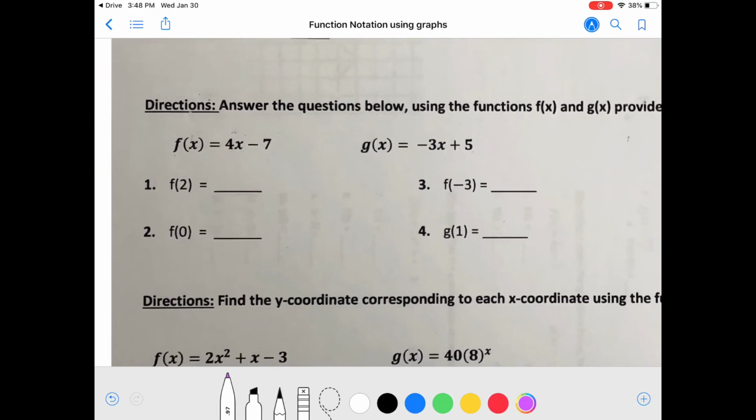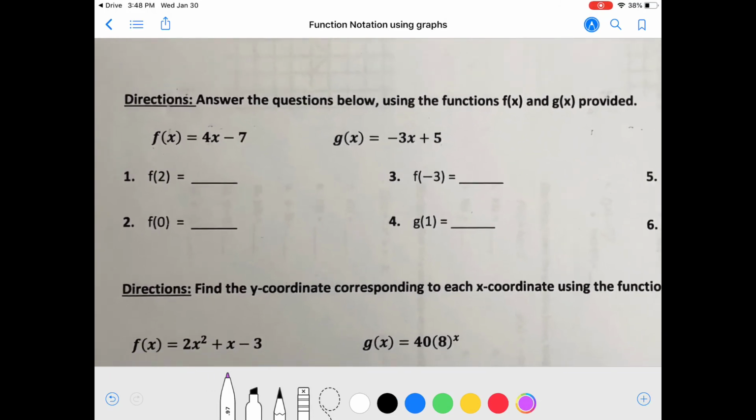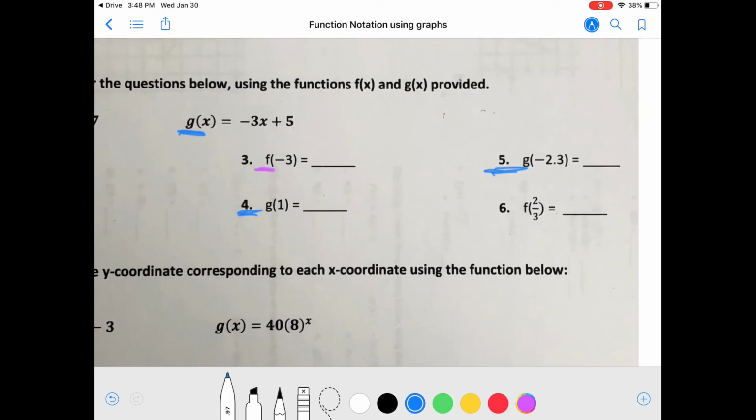For the last one, it's kind of like the other page where you had to figure out which one you're looking at. So the f was for 1, 2, and 3. For g of x, you're looking at number 4, 5, and 6. Oh, not 6. Number 6 was for f. So only 4 and 5 are looking at g.